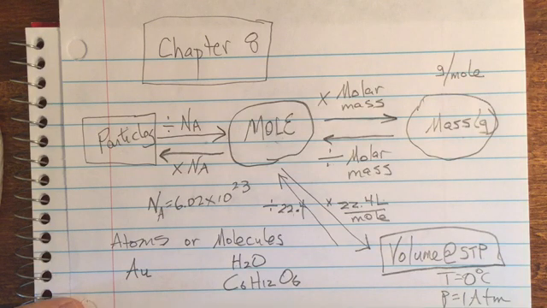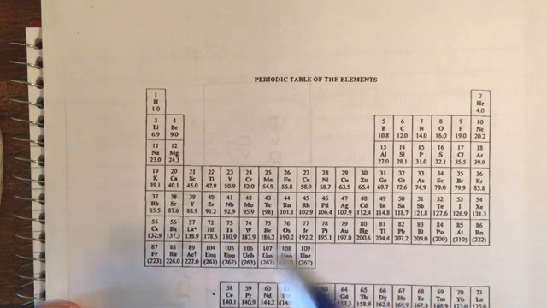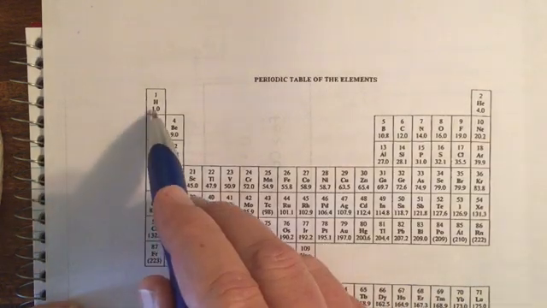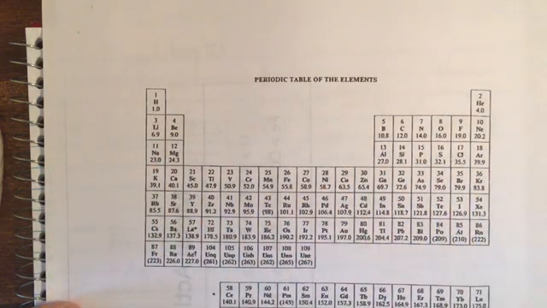Where do we get the molar mass? Well, we get the masses from the individual atomic masses. For example, water, H2O, has a molar mass of 1 plus 1 plus 16, or 18 grams per mole.